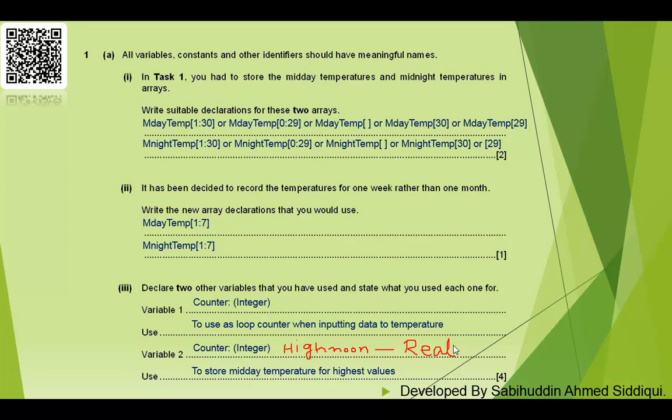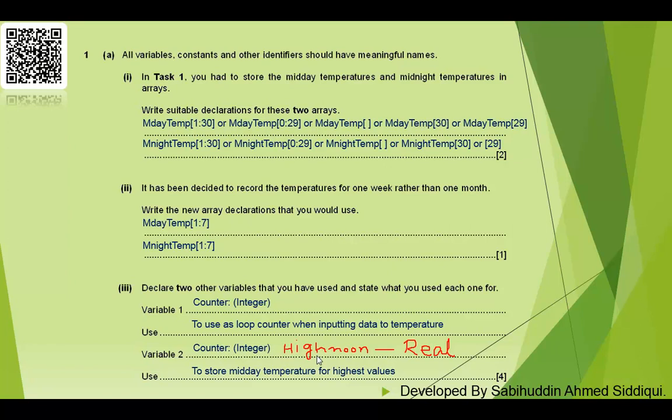And the use for this is to use the midday temperature for highest values. Now again I am repeating this. Declare two other variables that you have used and state what you used each one for. The first one is the counter, to move forward with the array locations. So the counter will take the array locations one by one after another. And the use of this counter is as a loop counter when inputting data to temperature, which is the array. Now variable 2, this is not the counter, this is basically high noon.